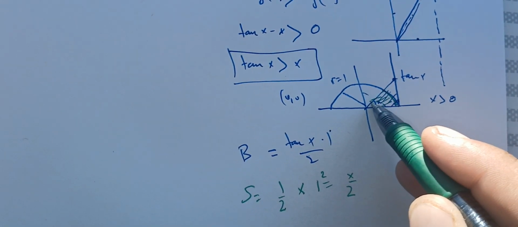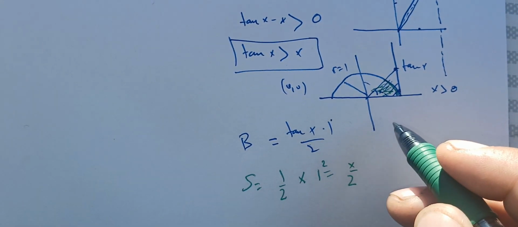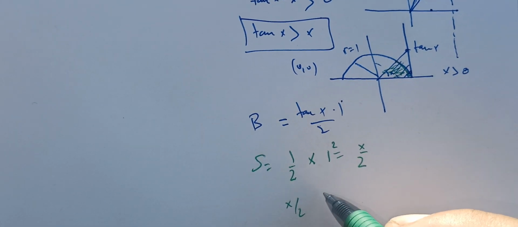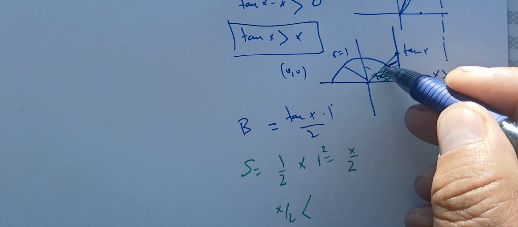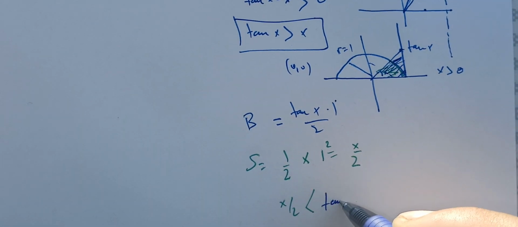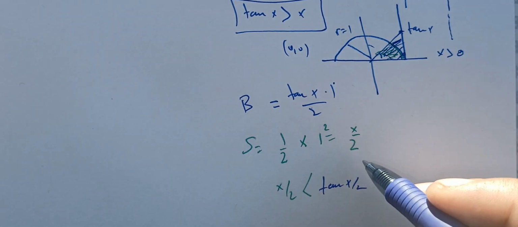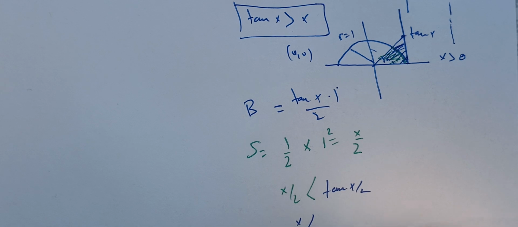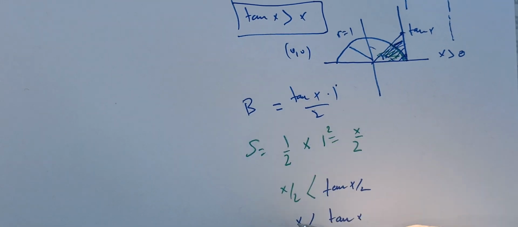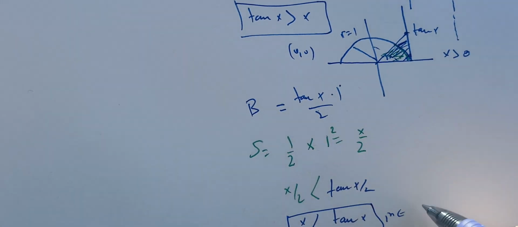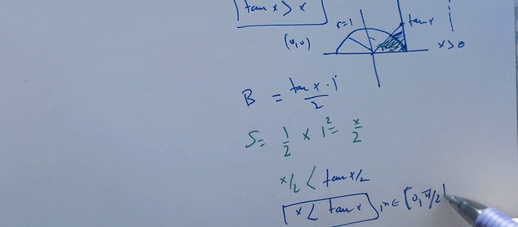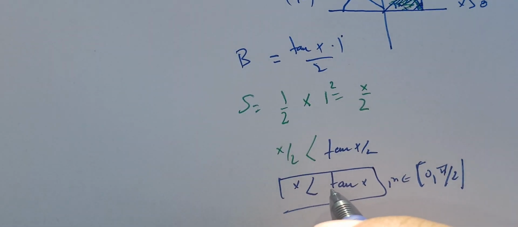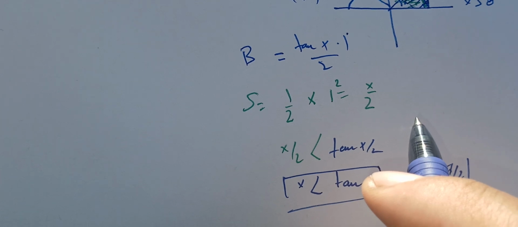And clearly we see that the area in green is less than the area in blue. The area in blue is this one here. So that means x over 2 is less than tangent of x over 2, and this means that x is less than tangent of x, with x being in, let's say, (0, pi over 2). So this is one way, or two ways, to prove this result.